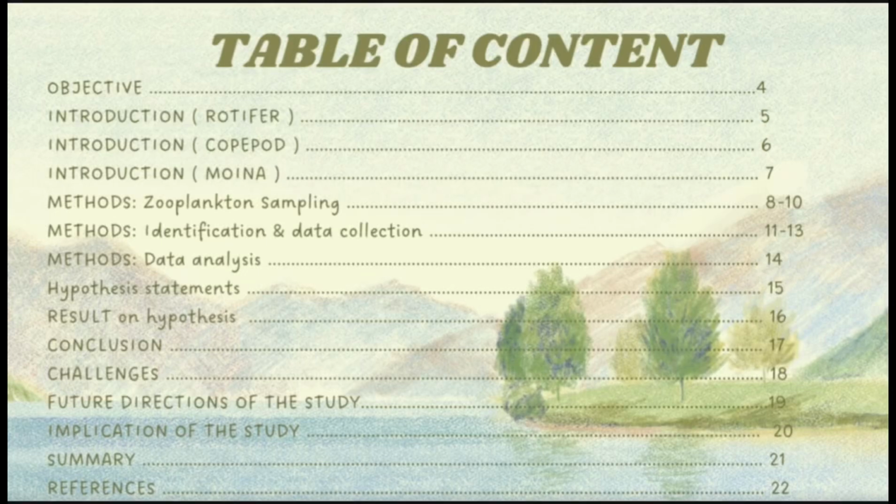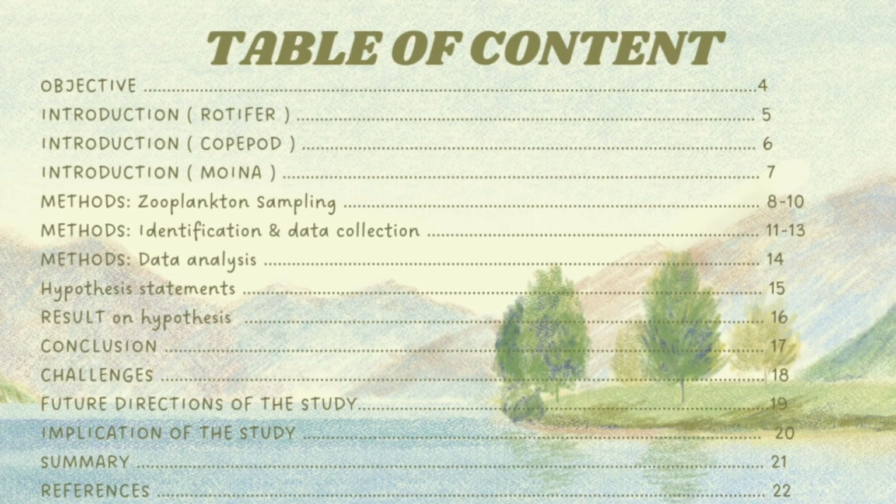This is the table of contents. So we have objective, introduction of rotifer, introduction of copepod, introduction of moina, method zooplankton sampling, method identification and data collection, method data analysis, hypothesis statements, result on hypothesis, conclusion, challenges, future direction of the study, implication of the study, summary, and references.